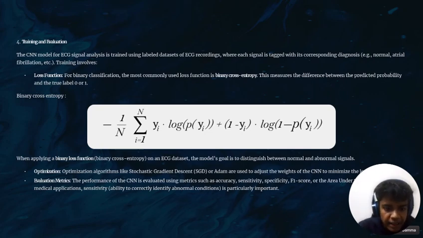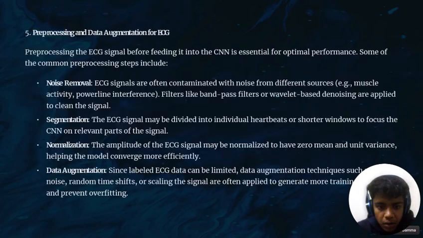When applying the binary loss function on an ECG dataset, the model's goal is to distinguish between an abnormal and a normal signal. Optimization: optimization algorithms include stochastic gradient descent or Adam, which are used to adjust the weights of the CNN to minimize the loss function. Evaluation metrics: the performance of the CNN is evaluated using metrics such as accuracy, sensitivity, and specificity, or the area under the curve. These are very important.